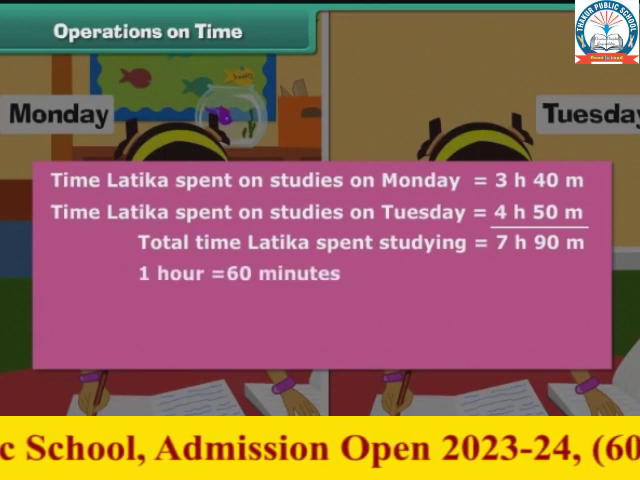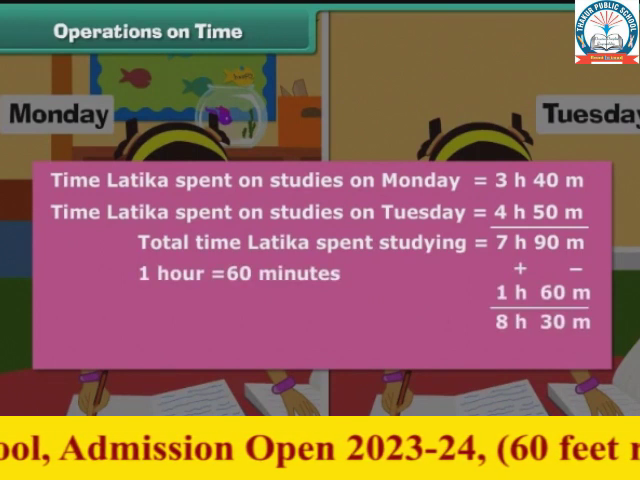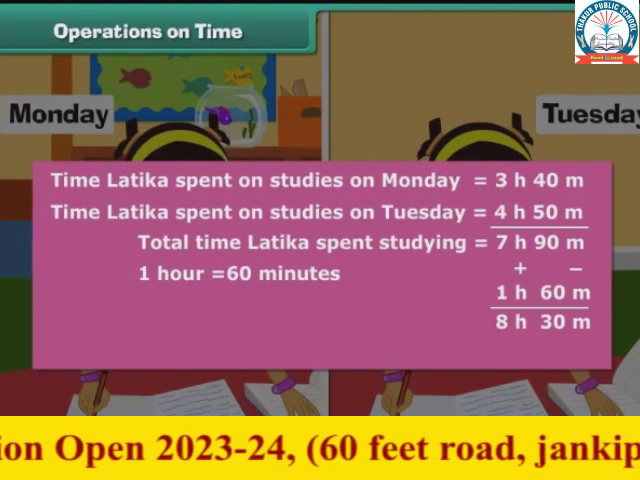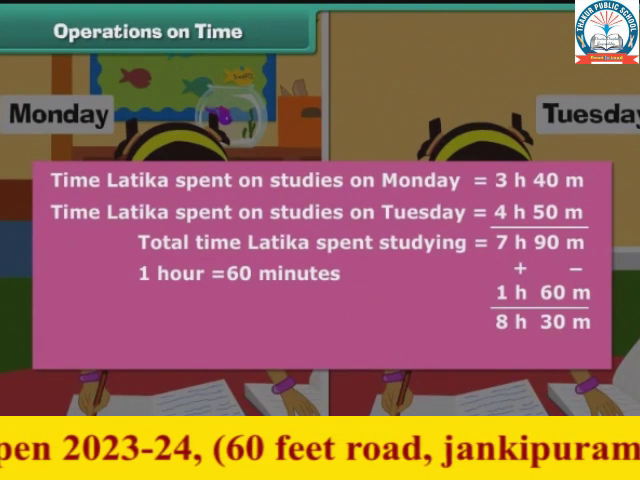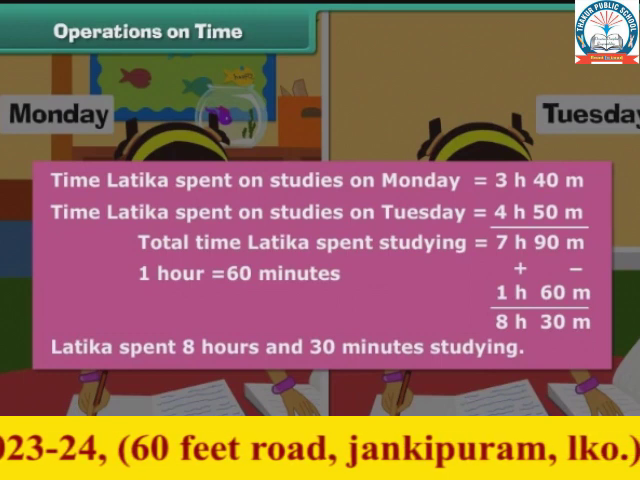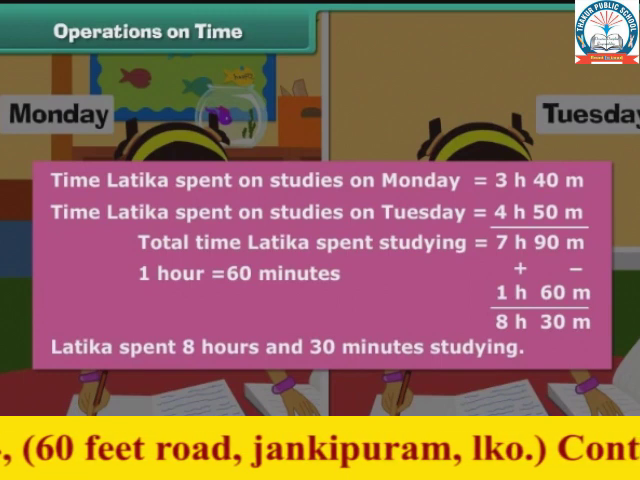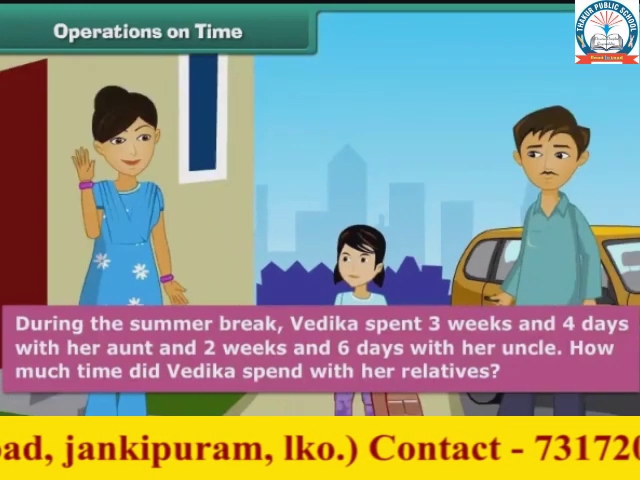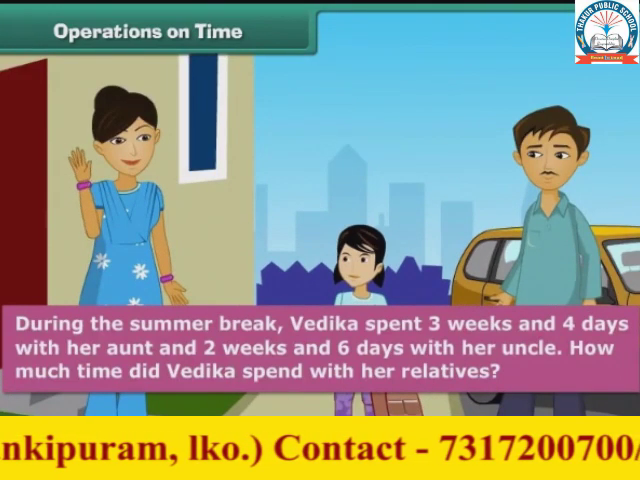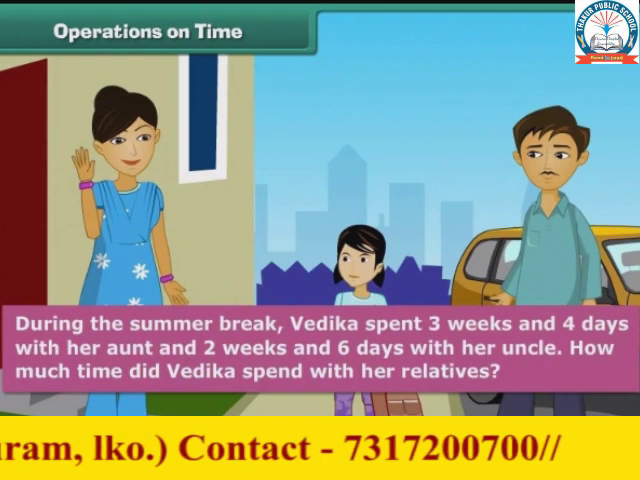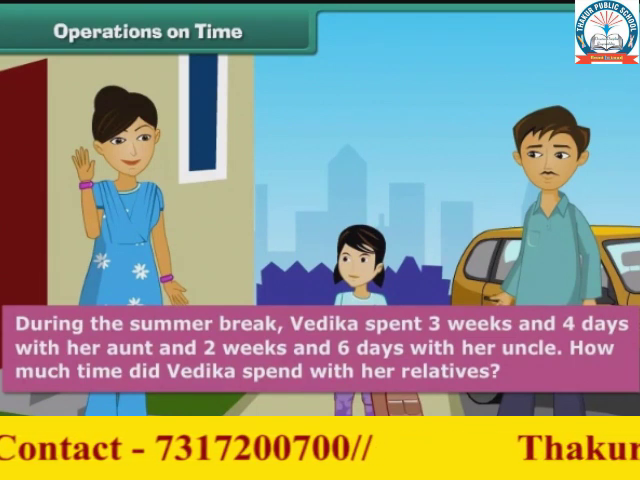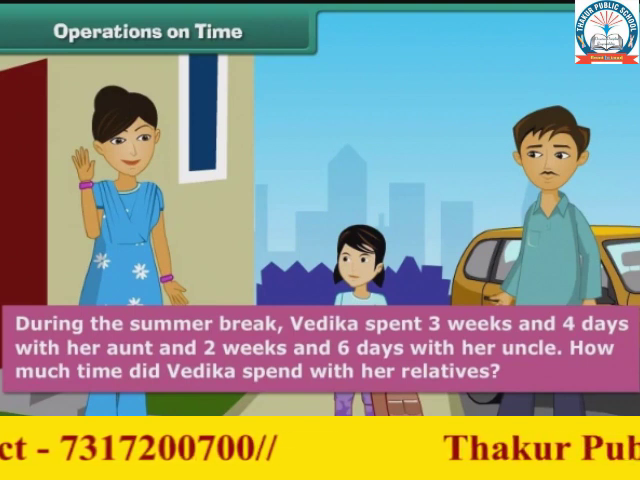We know that 1 hour is equal to 60 minutes. So we subtract 60 from 90 minutes and add 1 to 7 hours. Therefore, Latika spent 8 hours and 30 minutes studying. During the summer break, Vedika spent 3 weeks and 4 days with her aunt and 2 weeks and 6 days with her uncle. How much time did Vedika spend with her relatives?